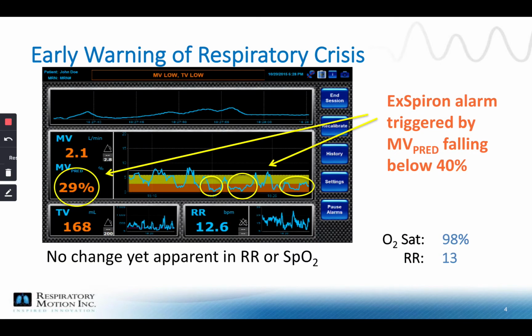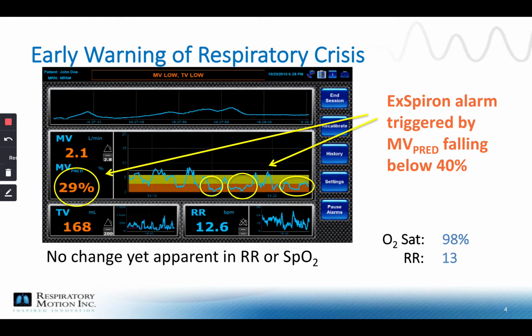Hypoventilation is a problem seen in the ICU, usually as a reaction to pain medication or sedation. Here's what hypoventilation looks like on the ExSpiron. The middle trace shows the patient's minute ventilation trend. The circles show where on the trend line minute ventilation falls below 40% of the expected for a sustained amount of time. The number in the circle shows that the patient is hypoventilating.